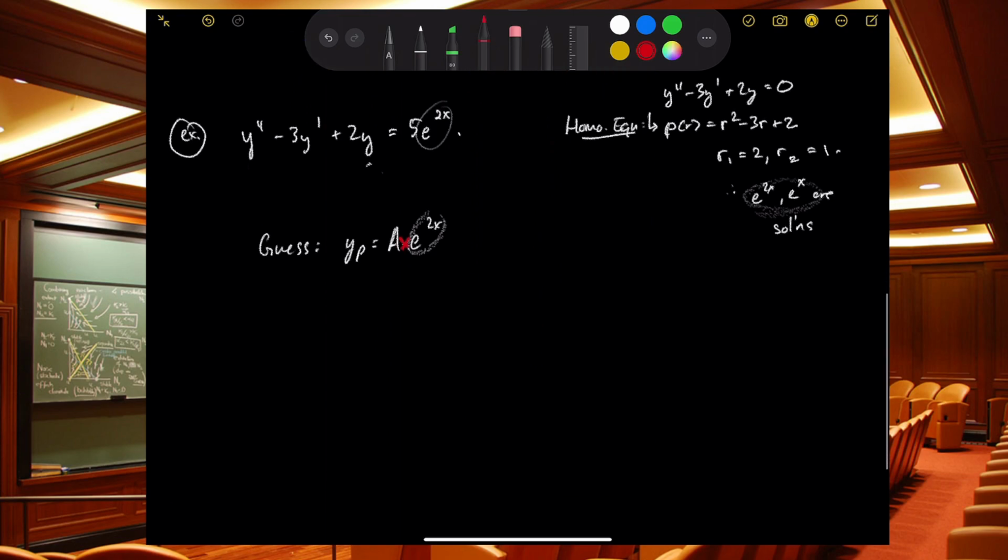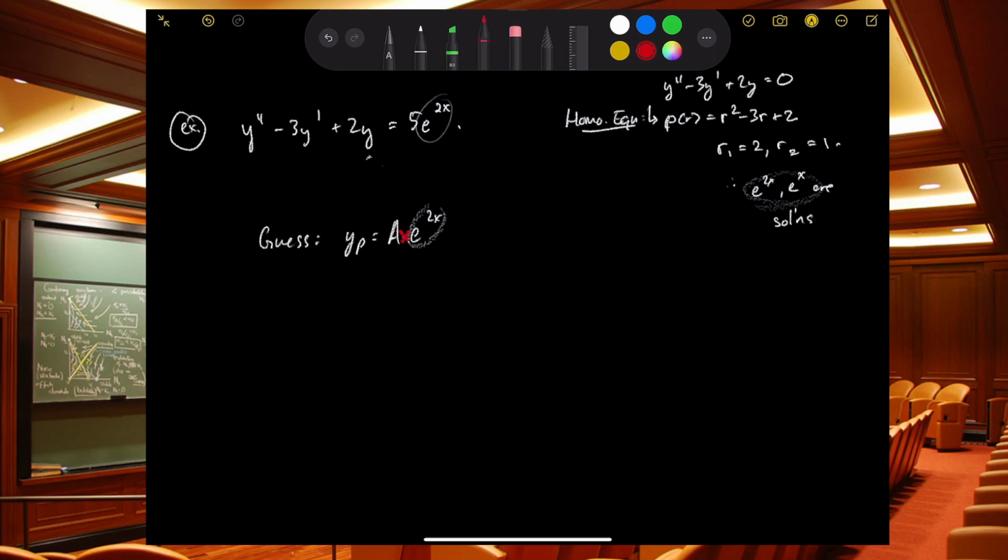So we guess this, and then yp prime is going to be, with a little product rule here, a e to the 2x plus 2ax e to the 2x. And y double prime gives us, again, 2a e to the 2x plus 2a e to the 2x plus 4ax e to the 2x.